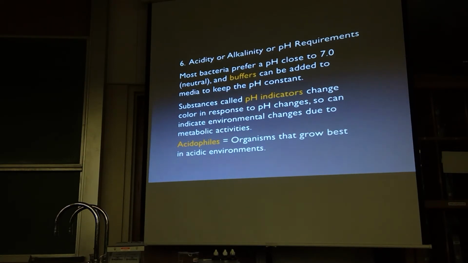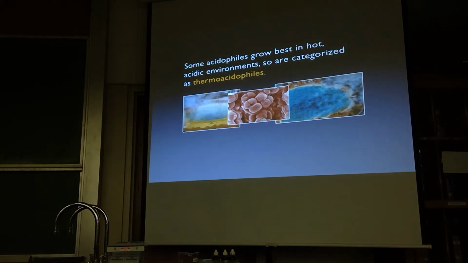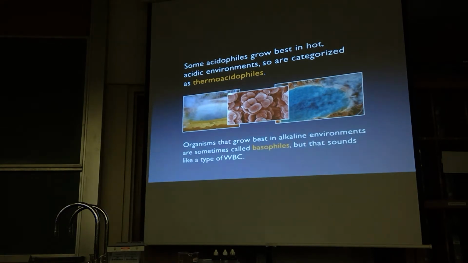There are also some that live in alkaline environments, and they are called basophiles, but I'm not going to use that term because you know what a basophil is? It's a white blood cell, a category of white blood cells. So I'm just going to eliminate confusion. Never mind, we're not going to basophile. This is showing some organisms that are acidophiles, and they also like hot environments. So they're thermoacidophiles. They like it hot, and they like it acidic.